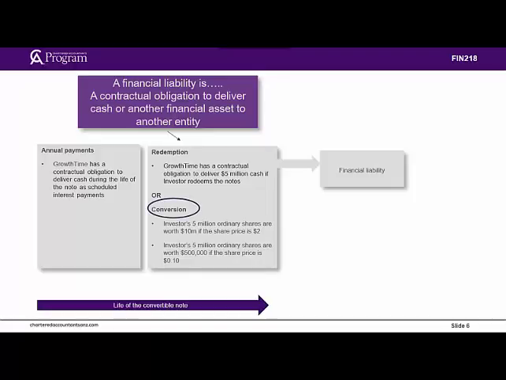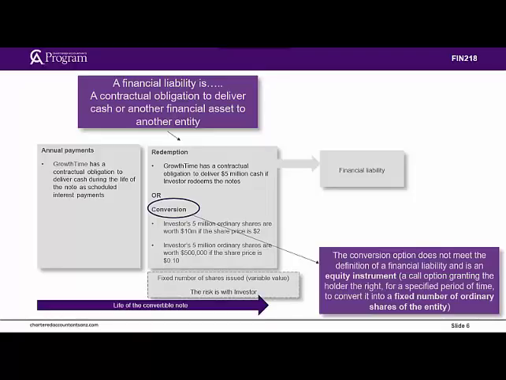But what happens now with this conversion feature? So here's two scenarios. Firstly, the investor gets 5 million ordinary shares and they're worth $10 million if the share price is $2. But if the share price drops down to 10 cents, the fixed number of 5 million ordinary shares that they will receive will only be worth $500,000. So the risk is with Investor. They're getting a fixed number of shares, but the value of them is variable.